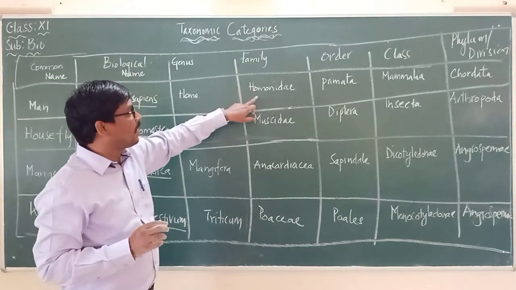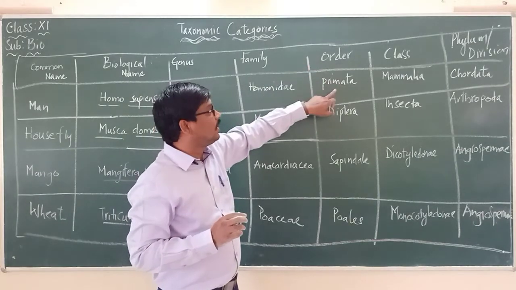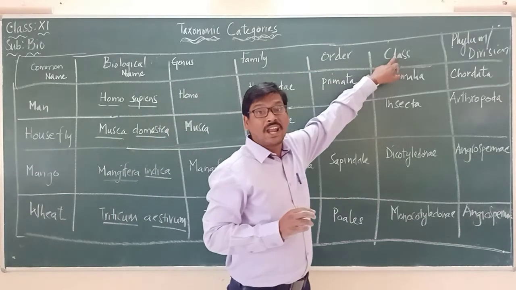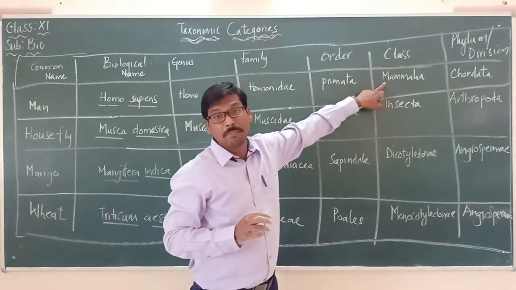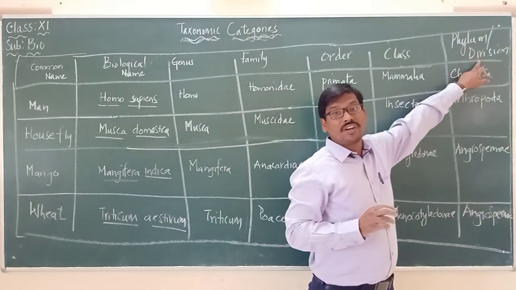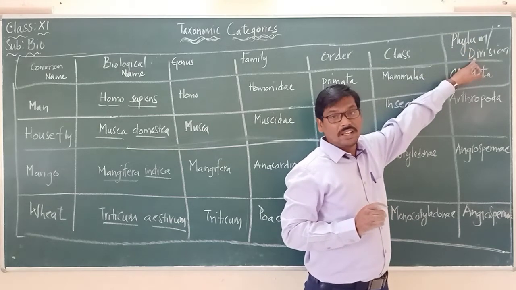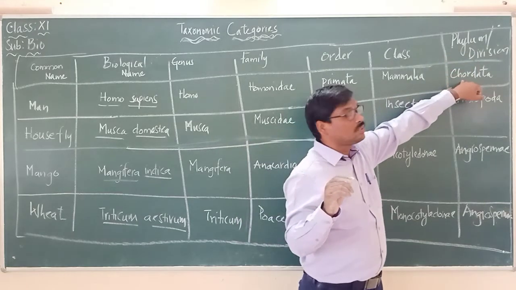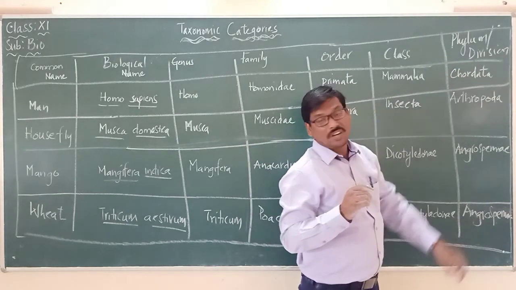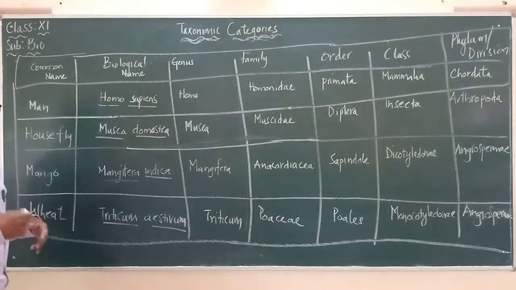Family, he belongs to the family Hominidae. Order, he belongs to the order Primata. And class, he belongs to the class Mammalia. And phylum or division, here we have to remember, phylum is for animals, division is for plants. So the human being belongs to the phylum Chordata, and comes under the kingdom Animalia.